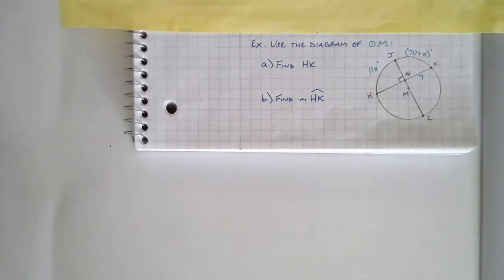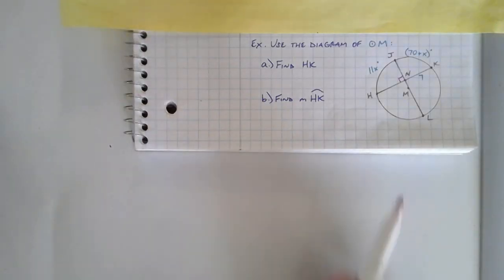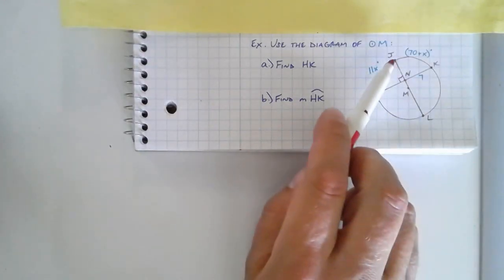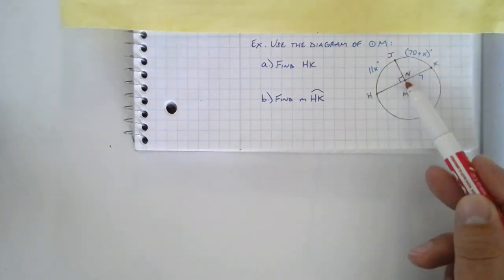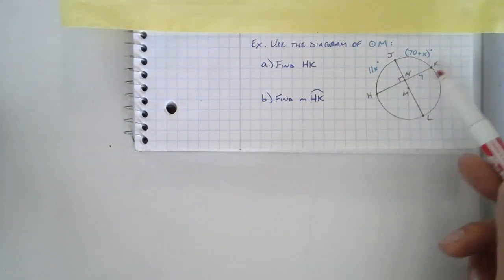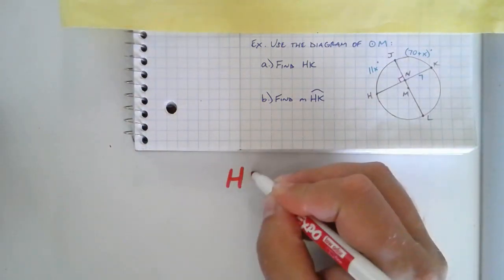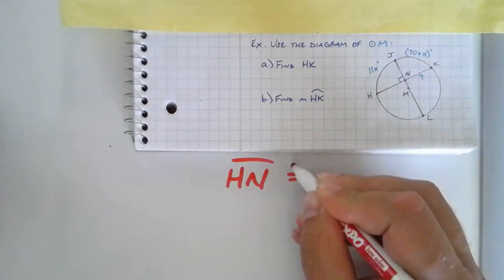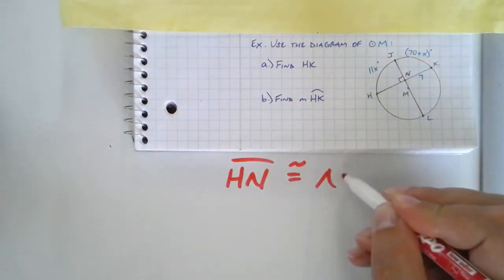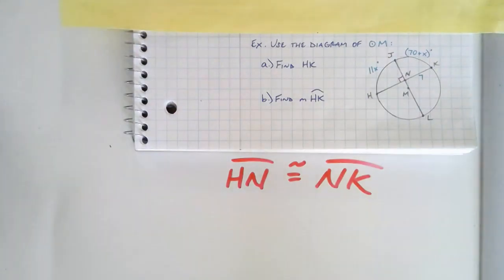Let me start with part A, because part A is going to be the least amount of work, so to speak. All right. So because of that perpendicular bisector theorem, since this diameter JL is crossing chord HK at a 90-degree angle, it needs to chop it in half. So geometrically speaking, I would say the following. Segment HN has to be congruent or the same measurement as segment NK. That's just chopping in half that chord, HK.